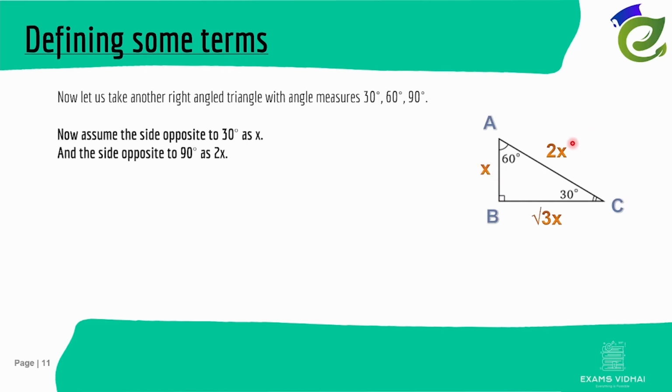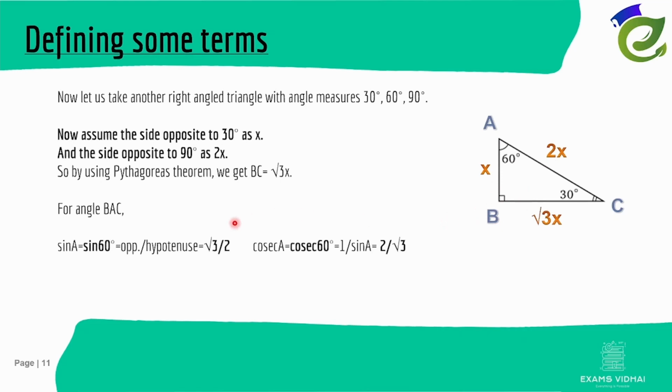Now we know two sides. You can get the third side by Pythagoras theorem, which is root 3 X, right? So the square root of 4X squared minus X squared will be root 3 X. Now it's very simple. You know the side measures in terms of X. You just need the ratio. Let us first take the angle BAC. For angle BAC, you get sine 60, which is root 3 X by 2 X, opposite over hypotenuse. So root 3 by 2.